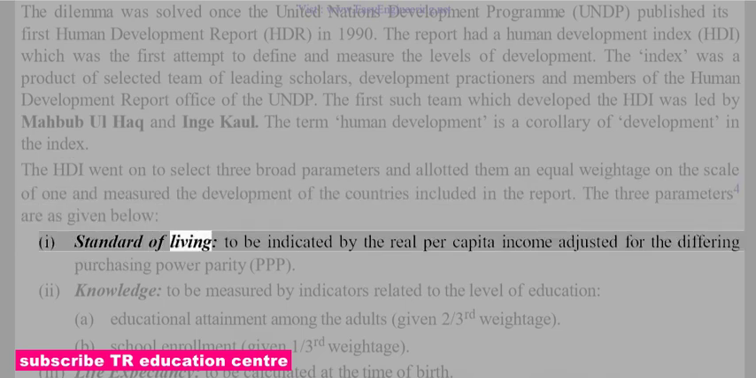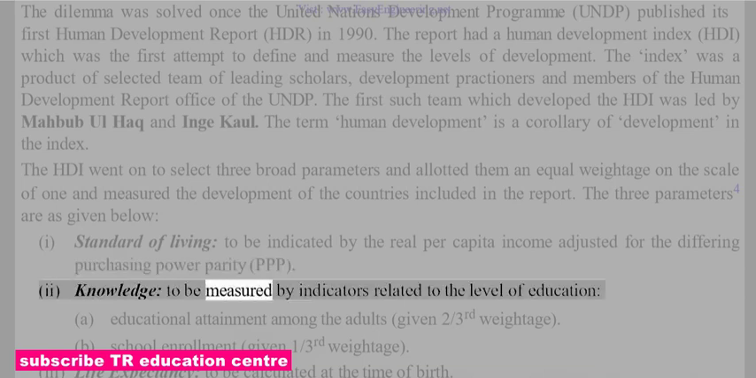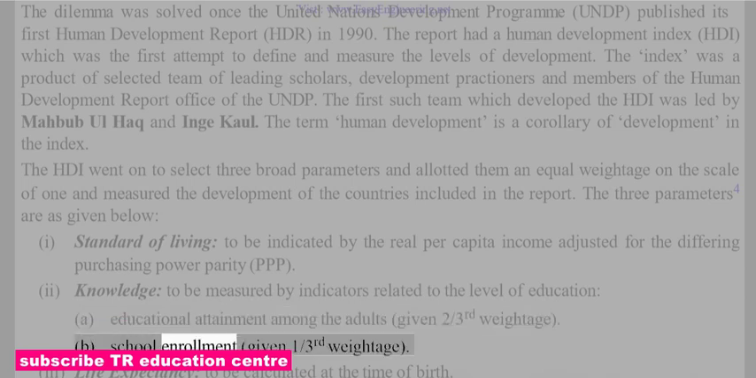1. Standard of living, to be indicated by the real per capita income adjusted for the differing purchasing power parity, PPP. 2. Knowledge, to be measured by indicators related to the level of education: A. educational attainment among the adults, given 2/3 weightage. B. School enrollment, given 1/3 weightage. 3. Life expectancy, to be calculated at the time of birth.